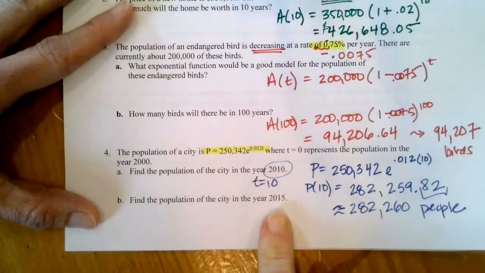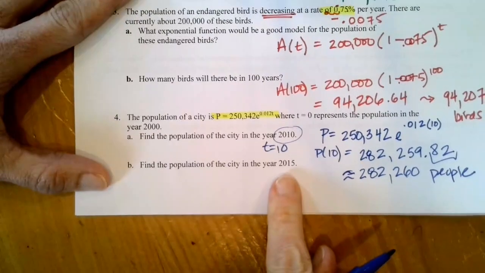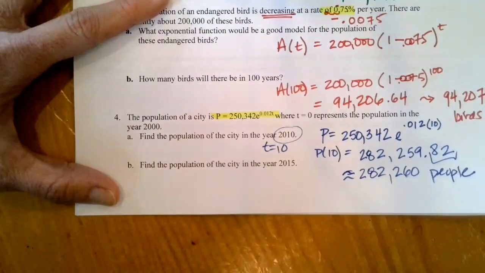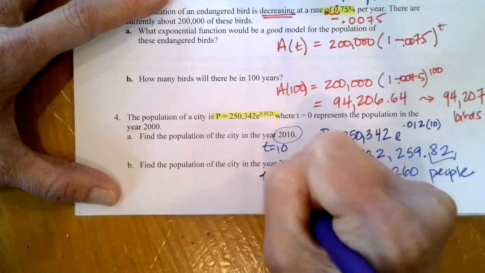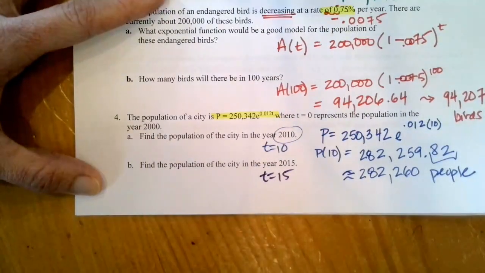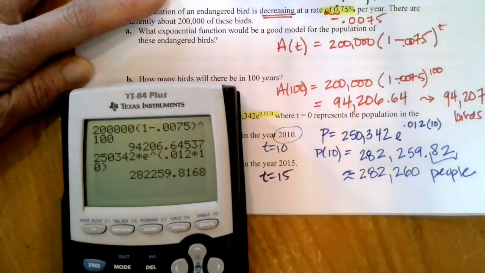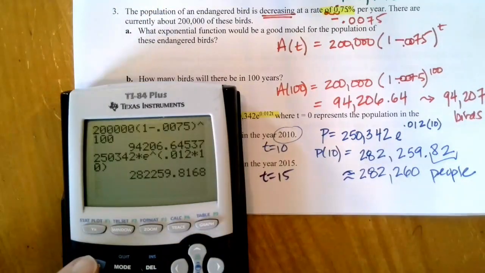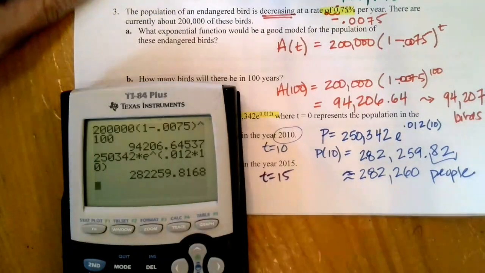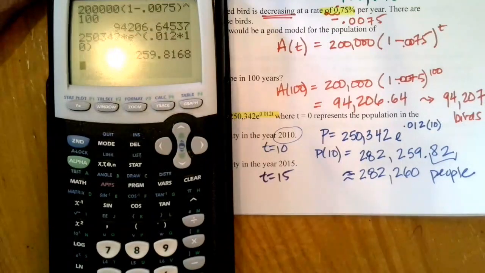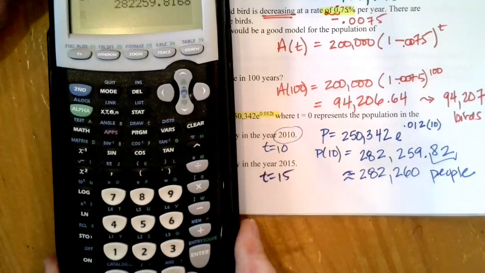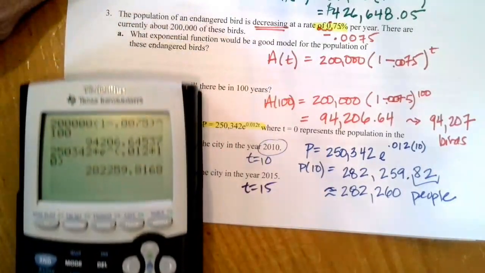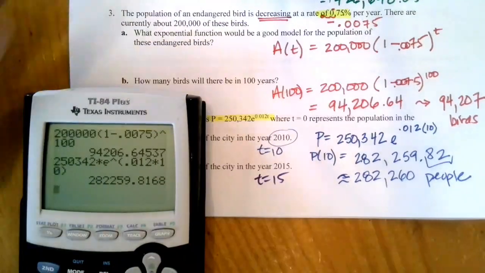All right. Find the population of the city in 2015. Now we're going to have it where my T is equal to 15. So depending on what calculator you have, you can hit second entry. Entry is this button. It's the second function above your enter. See where it says entry? And you can have the calculator re-enter your equation for you.